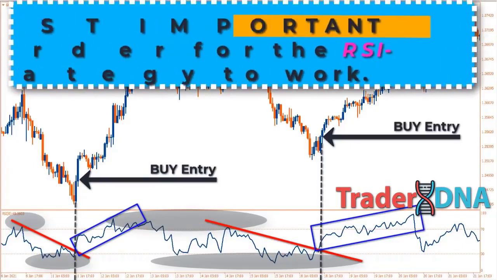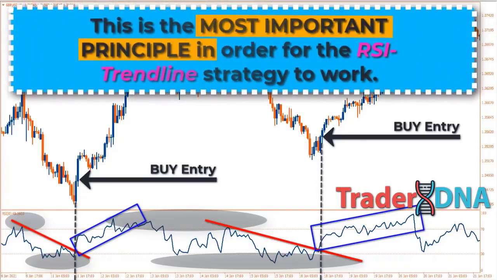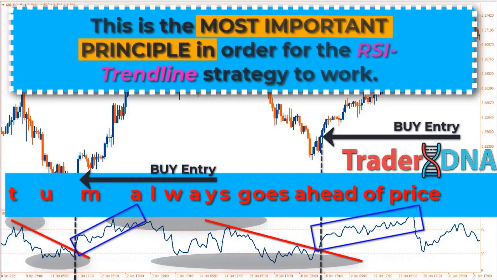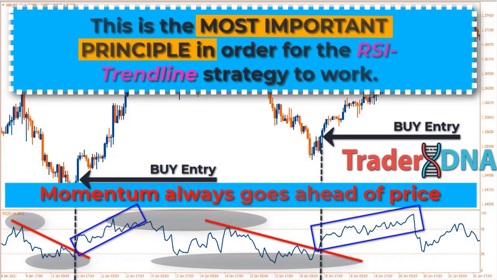This is the most important principle in order for the RSI trendline strategy to work, because it tells us there is also a divergence between momentum and price. Momentum always goes ahead of price, and that's the reason why this strategy can yield a great return.